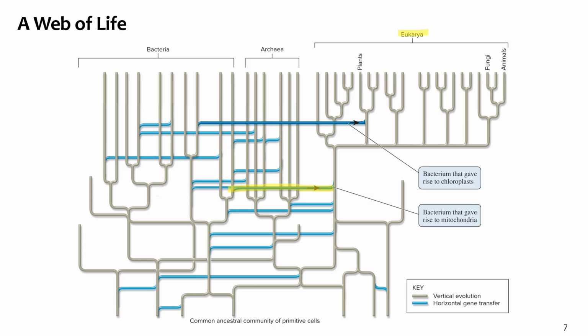In a second transfer, the precursors to our plant cells also acquired the precursor to a chloroplast. The chloroplast was originally derived from a bacterial cell, and that bacterial cell transferred its DNA to the plant lineage. You can see many other examples here. They're not labeled specifically, but there are other potential places where we could have seen horizontal gene transfer.